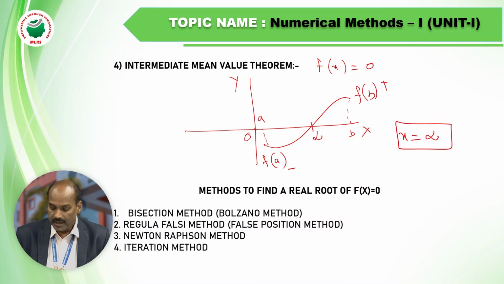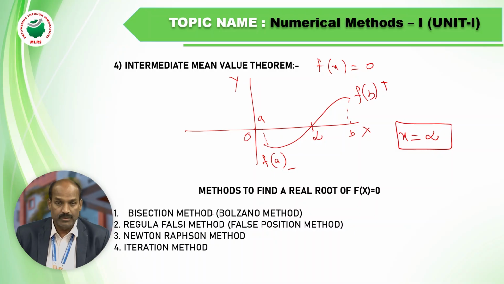Therefore, this is the theorem, and based on this theorem only, we talk about the numerical methods to find a real root of the given equation. So what is the theorem? Again, I will recapitulate. Let f of x equal 0 be the given equation. Choose any two numbers a, b such that f of a and f of b are of opposite sign. Then there exists at least one root between a and b. That is the theorem statement.